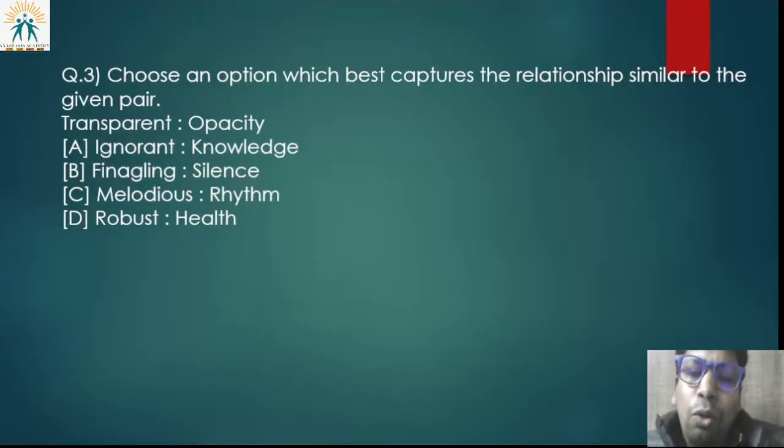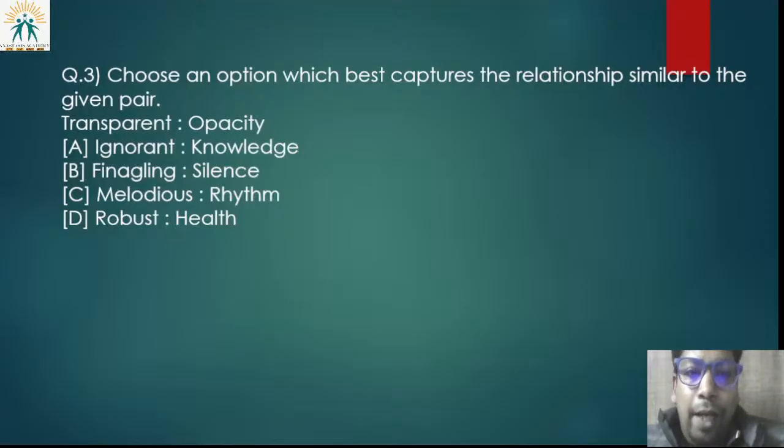Now you might want to question the parts of speech here. By the way, A captures the relationship also beautifully. Ignorant is an adjective, knowledge is a noun, transparent is an adjective, opacity is a noun. So no problem there also. You can also solve it this way: adjective, adjective, noun, noun. But you should always try that after you have defined the relationship once.